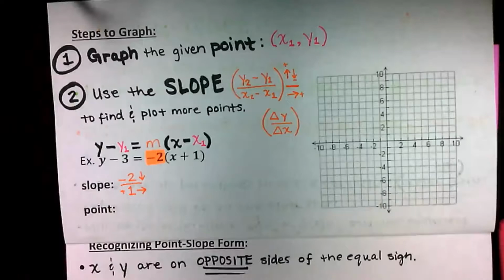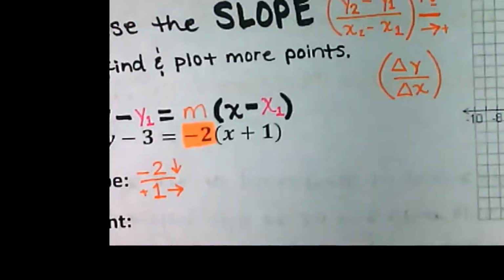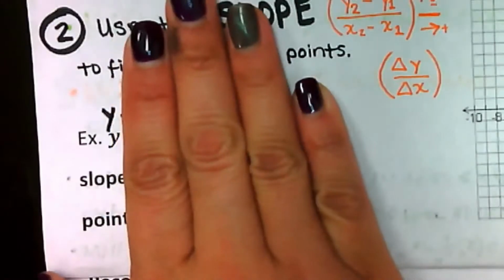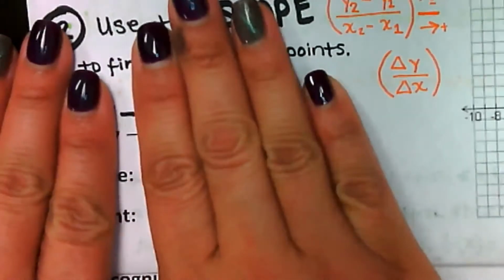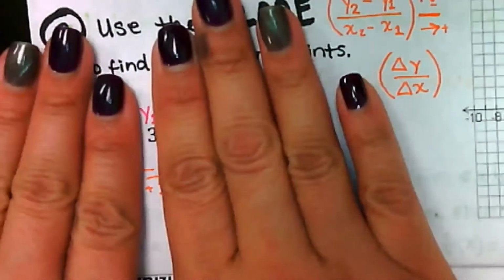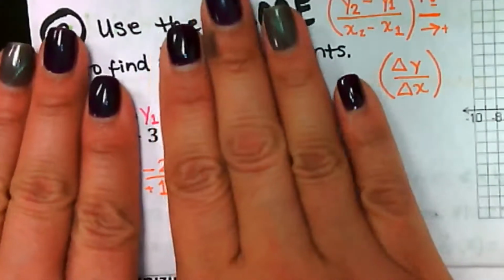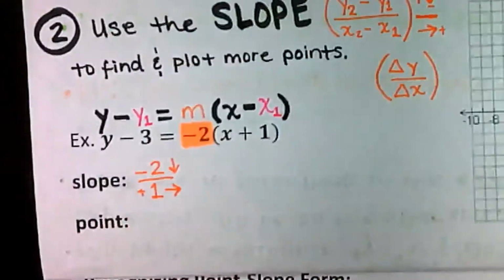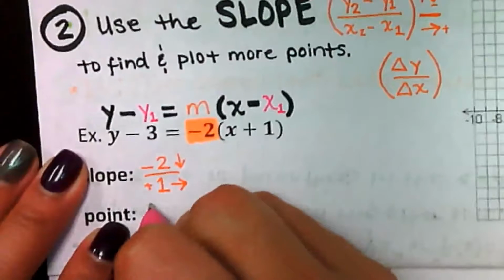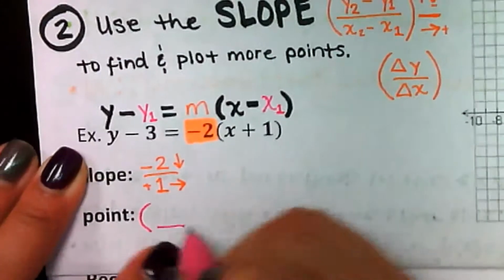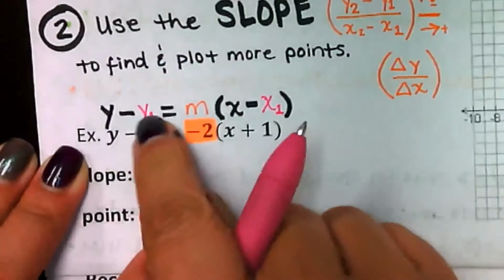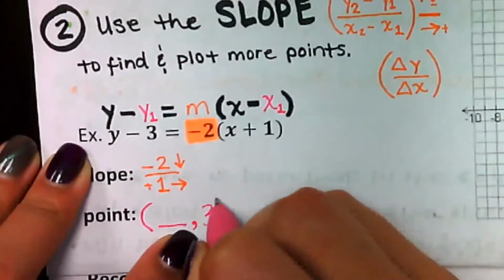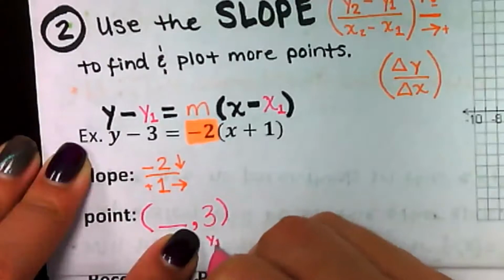Now, the reason I wanted you guys to do this is because I want you to see it lined up. Okay, so let's maybe zoom in for my blind little bats. There we go. Okay, so y minus y sub 1 is lined up with 3. So I've got part of my point. I'm going to put parentheses, and a blank because I don't know the x sub 1 yet. But I know that this lines up. My y sub 1 should be 3.